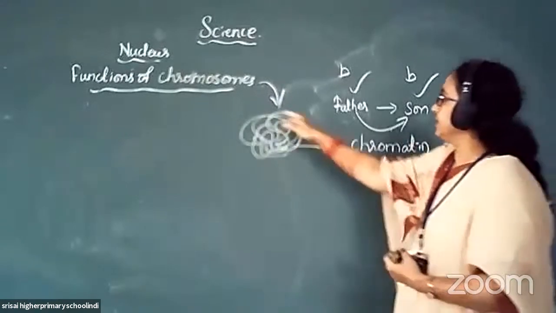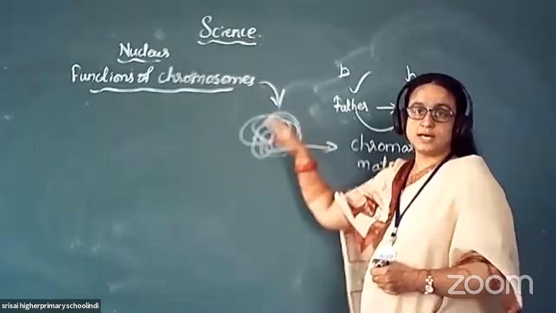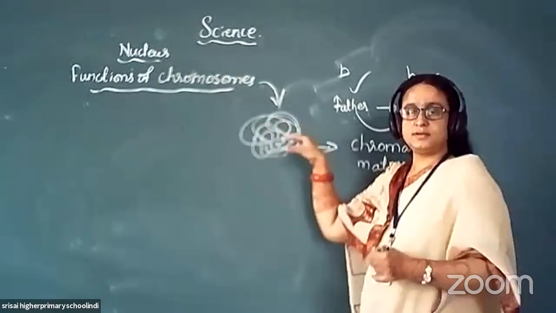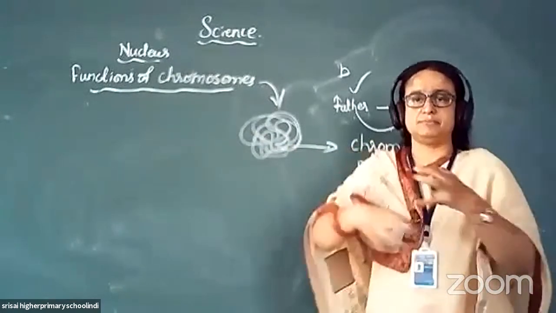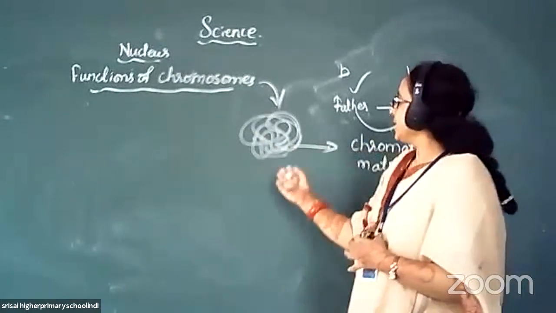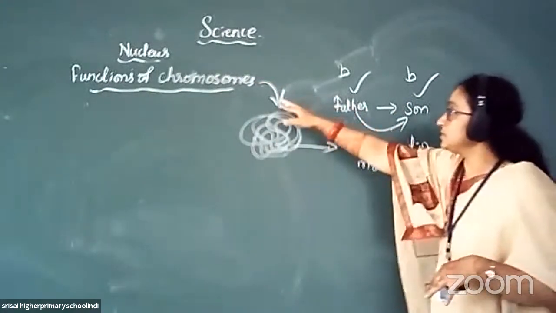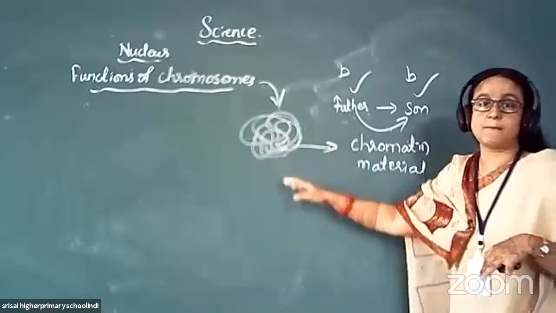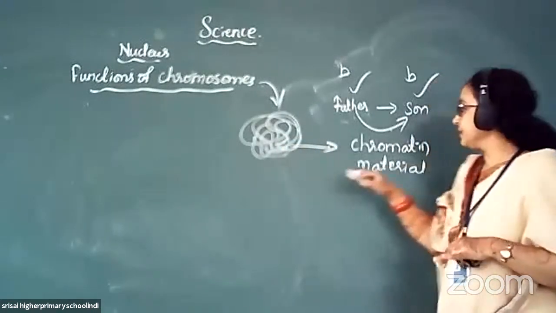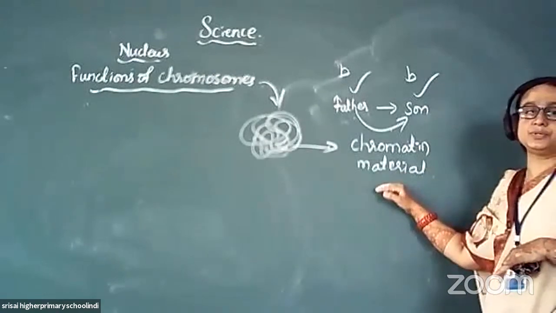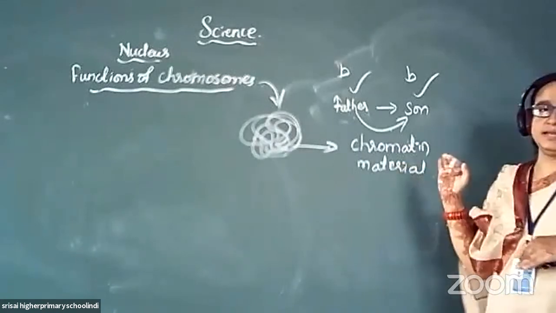In Hindi they'll call it gunj. In Kannada, I don't know what actually they'll call it. This is a thread which has been totally messed up. A similar structure will be there for the chromosomes which are present in the cell which is not supposed to be divided. And that particular material is named chromatin material.